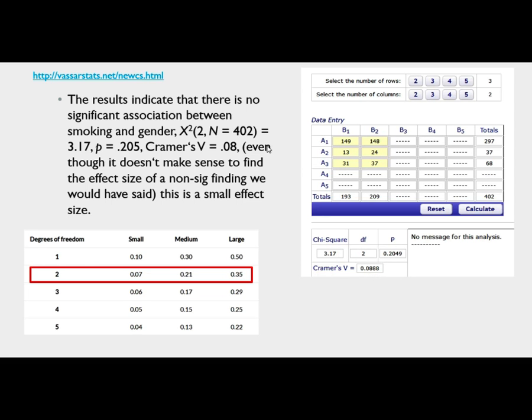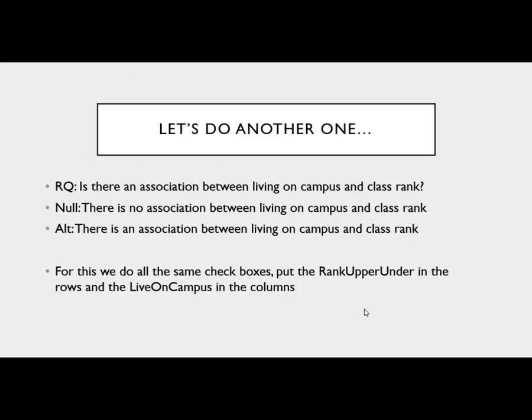So even though it doesn't make sense to find the effect size for a non-significant finding, we would have said this is a small effect size because I have 2 degrees of freedom, and 0.08 is closer to small than it is to medium, so we would say it is a small effect. Alright, so let's do another one.